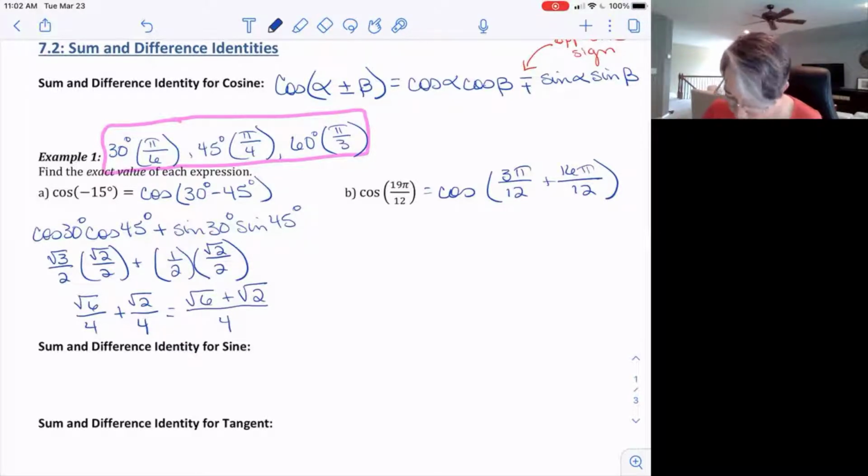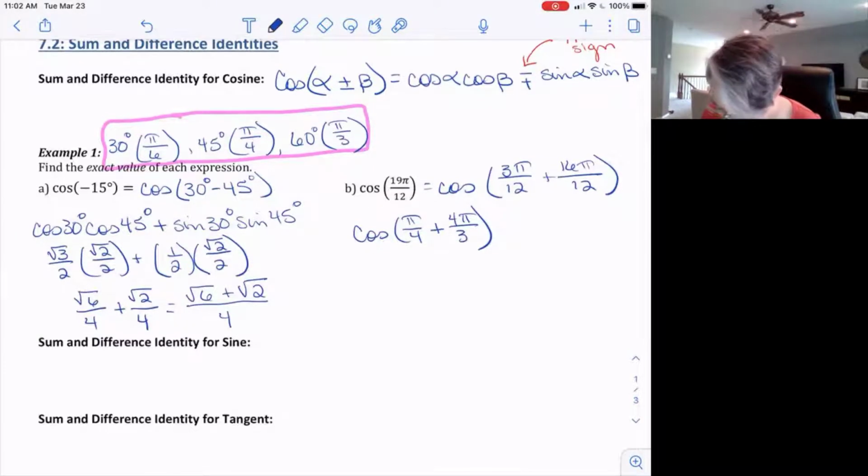So 3 goes into 12 4 times. So we get the cosine of pi over 4 plus, and 16 and 12 both have 4 in common. So we can reduce that to 4 pi over 3. Now using our sum identity, we can rewrite that as the cosine of pi over 4 times the cosine of 4 pi over 3 minus, don't forget to change your sign, the sine of pi over 4 times the sine of 4 pi over 3.